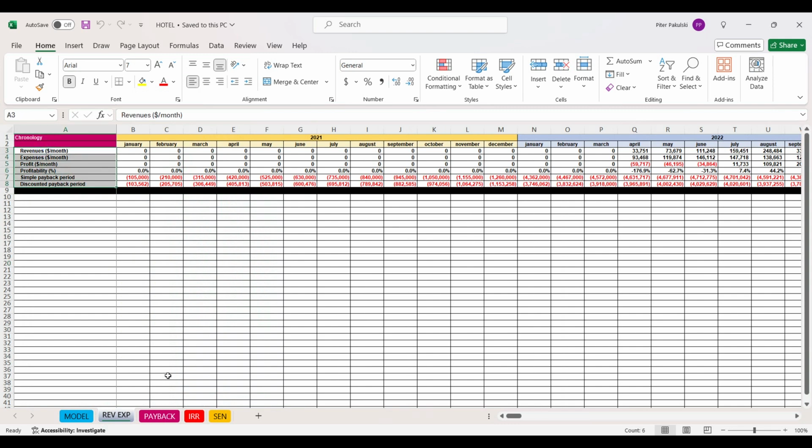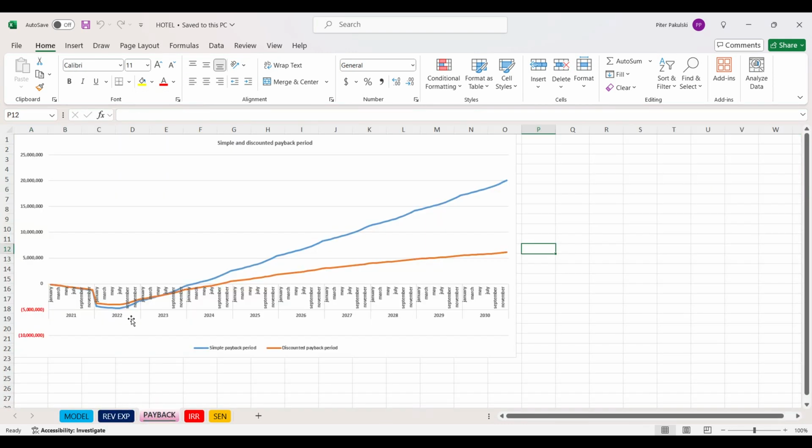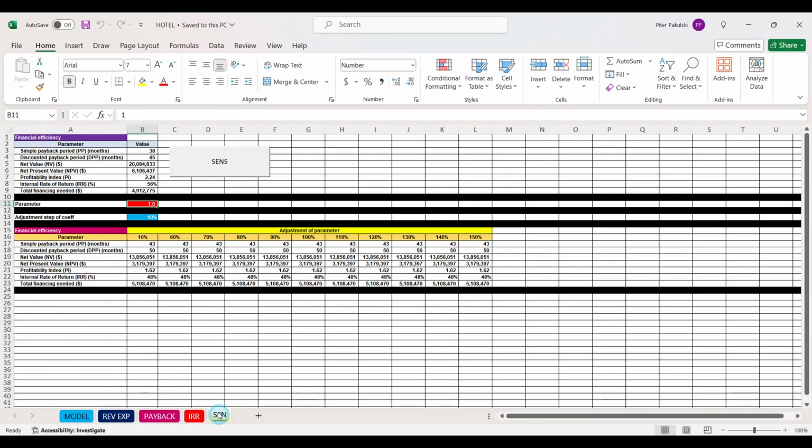Today, we will introduce a financial model that will help you to evaluate the following parameters of your business idea. How much financing is needed, what is the payback period, revenues, profits, sensitivity analysis, and finally, scenario modeling.